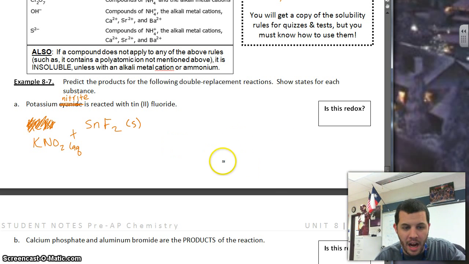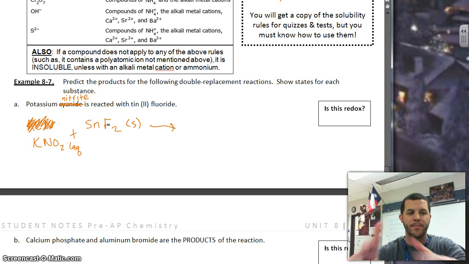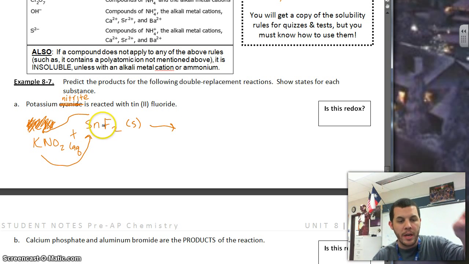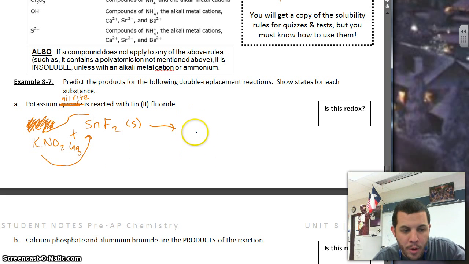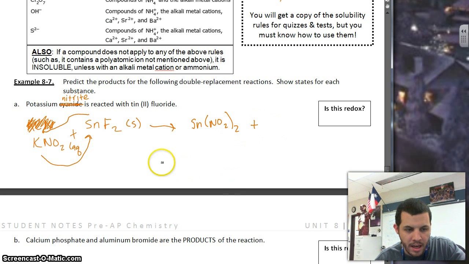Okay, so when I do this reaction now, I'm going to do the double switcheroo. That was the one that was like this, and then we switched it. The ones that are the most similar, my metals, are going to be the ones who switch. So potassium's going to switch places with tin. Now, here's a question for you: is tin still going to be tin(II)? Absolutely it is. It's still going to be tin with a +2 charge. So now I'm going to have Sn(NO2)2, because nitrite has a -1 charge and tin has a +2 charge, so I need 2 of these, plus KF.